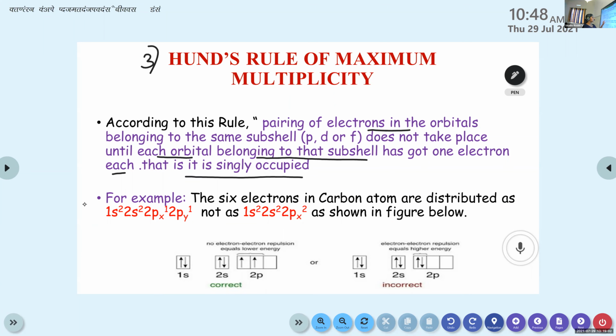For example, the 6 electrons in a carbon atom are distributed as 1s2, 2s2, then 2px1, 2py1, not as 1s2, 2s2, 2px2. Here these p electrons are again classified into 3: px, py and pz, right? So this method is correct. This one is wrong. And you should also draw this figure, okay? 1s, 2s, 2p. This method is correct and this one is wrong.